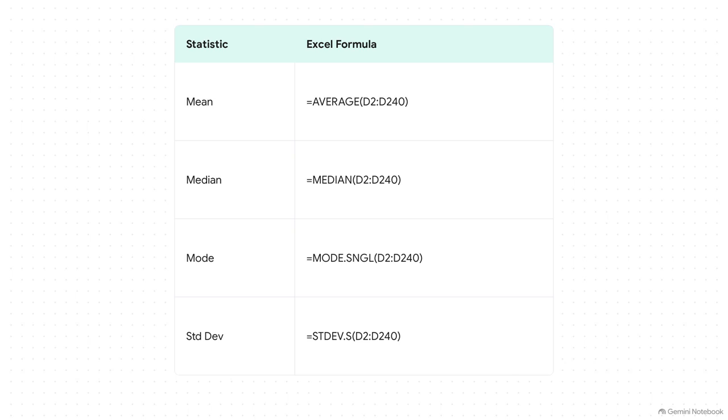To find the mean, you just type equals average, followed by your data range. For median, it's equals median. For the mode, it's equals mode.sngl. And for unbiased standard deviation, it's equals stdev.s. And honestly, the best part? Once you type it for one column, you just grab the autofill handle, that little green square in the corner, drag it right across, and you instantly calculate massive data sets across every single category.